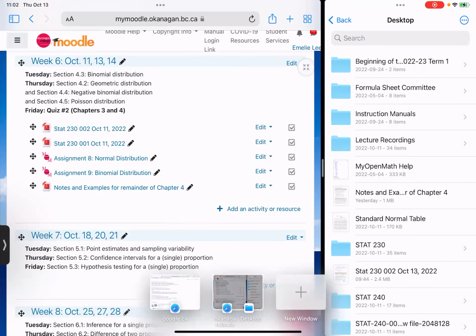Instead of doing the normal distribution questions and the binomial questions all in one assignment, I split them up into two assignments to help you focus on the different types of questions. So there's assignment 8 and 9, which are both on the quiz tomorrow. Maybe this is a good time because I did have someone ask me.